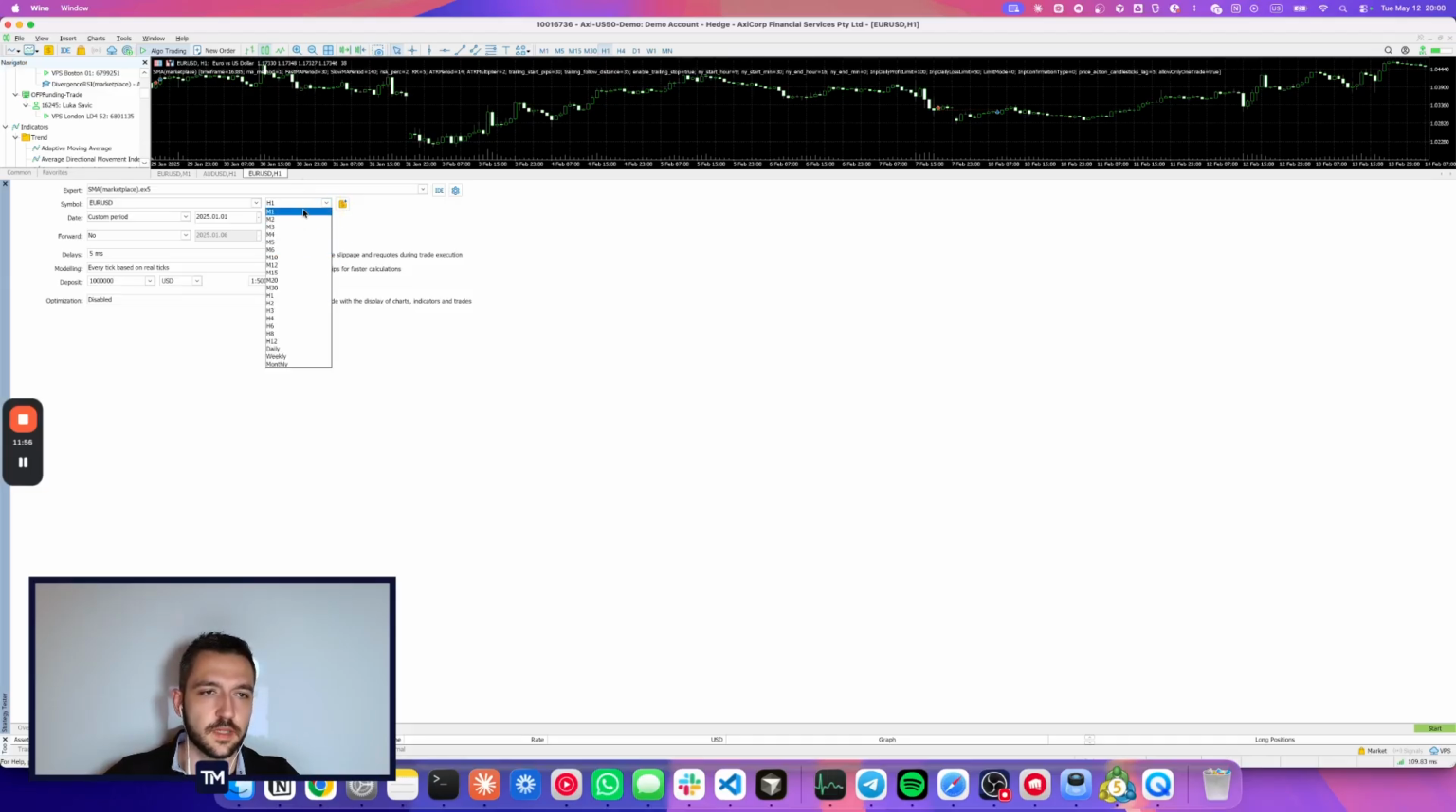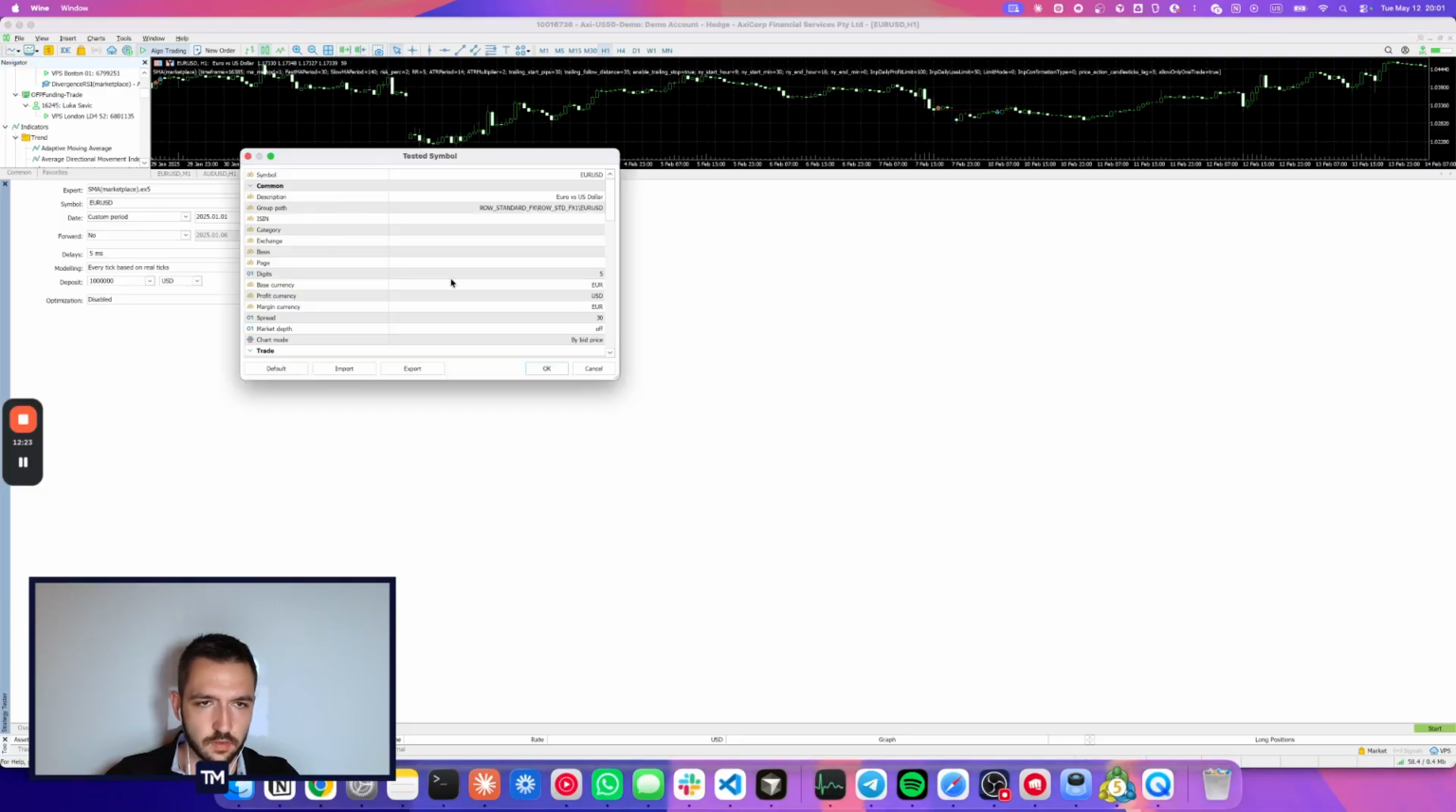You can pick M1, and what this is going to do is it's going to show you M1, like 1 minute candles, if you go to the visual mode. Okay, this can also be a bit tricky with some trading bots, and I'm going to explain how when we get to these settings. So now let's go to the next one, and this is the symbol.